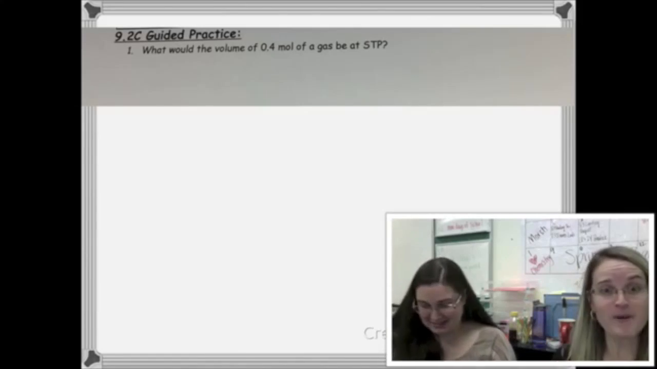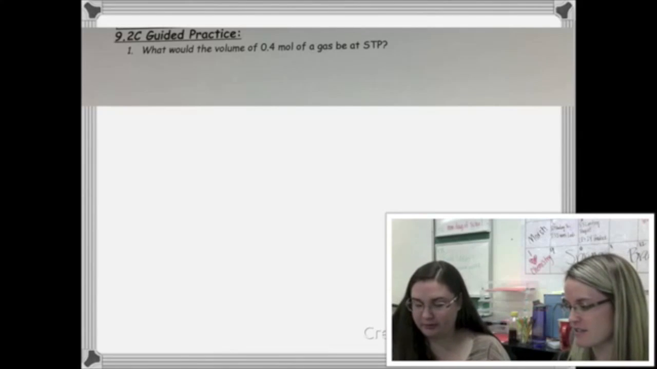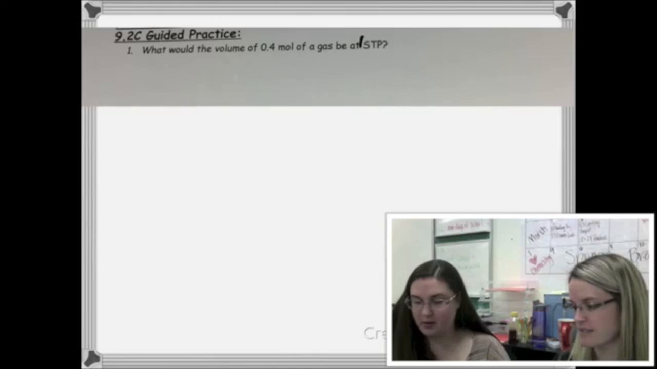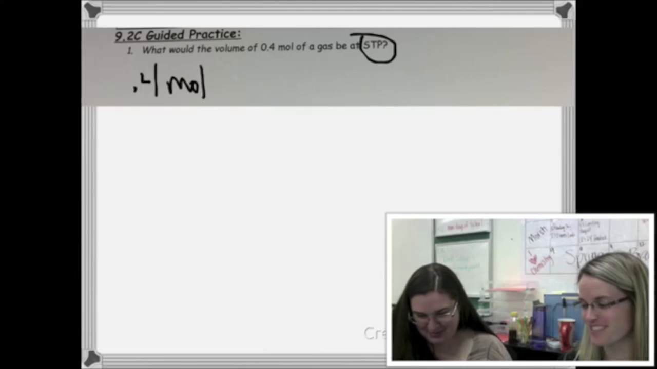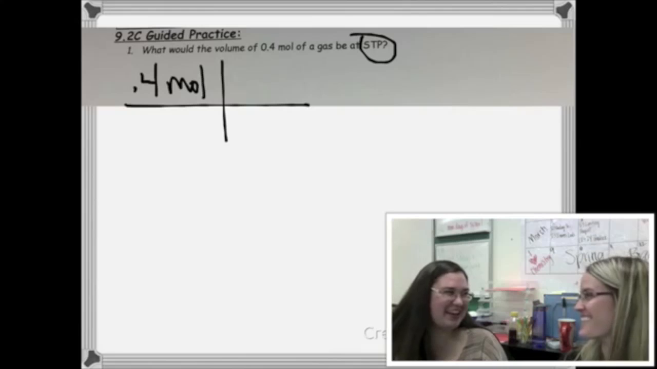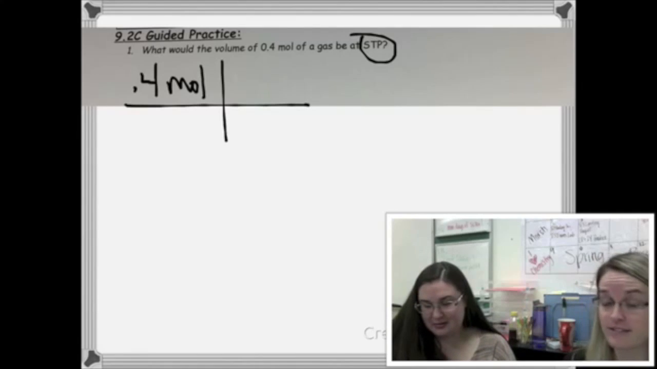All right. Hello again. Okay, so what would the volume of 0.4 moles of gas be at STP? Oh, yay, we're at STP again, so I can do my 0.4 moles in my lovely dimensional analysis way. This is a lot quicker than using the ideal gas law.